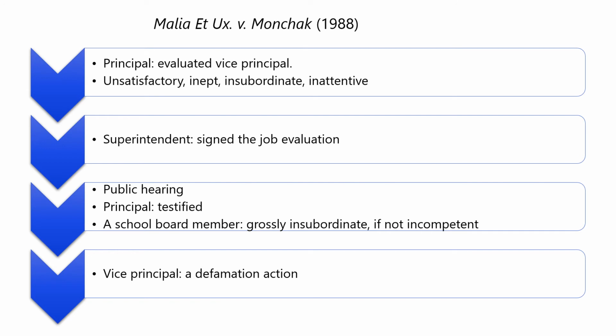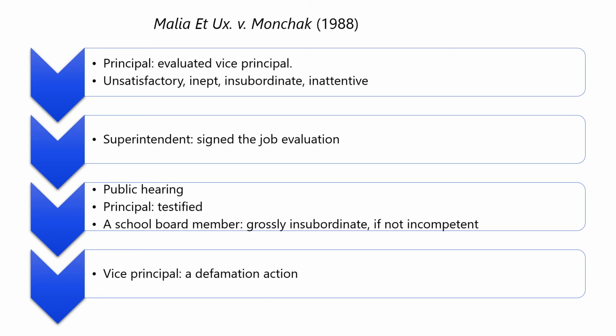In education, what types of communication have been considered by court as qualified privileges? Administrators' ratings of school personnel has been considered by courts as qualified privileges. In a defamation case in Pennsylvania, a school principal rated the vice principal's job performance as unsatisfactory, described his performance as inept, and categorized the vice principal as insubordinate and inattentive. The superintendent signed the job evaluation and recommended the vice principal's employment should be terminated.